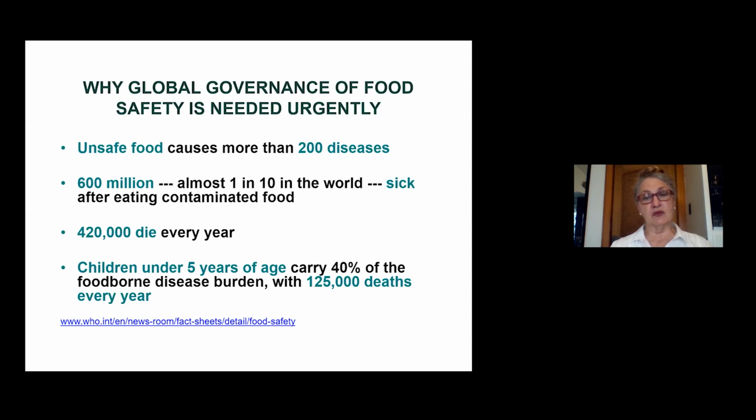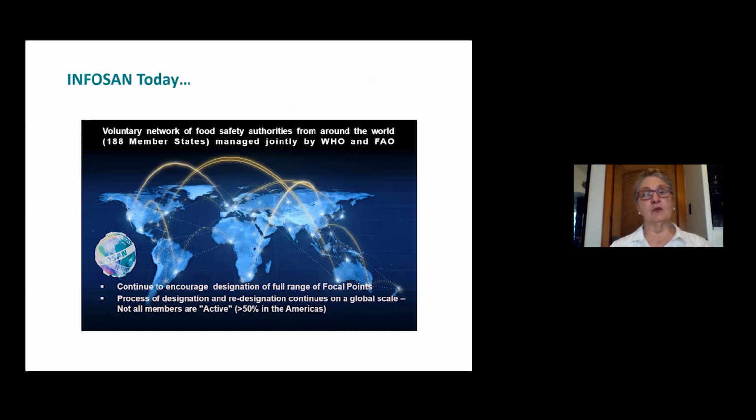And this isn't just in your country. This happens in our country of the United States. It happens in the EU. This is a global issue. We have INFOSAN today, which is a voluntary network of food safety authorities from around the world. It has 188 member states and is managed by the WHO and the FAO. Quite often when there is a food safety issue in one country, it is quickly put on the internet and processed. Where is the active food safety issue coming from, going to? And how can we connect with it and utilize the science from all the countries to help with the food safety issue that is being seen on a global scale?